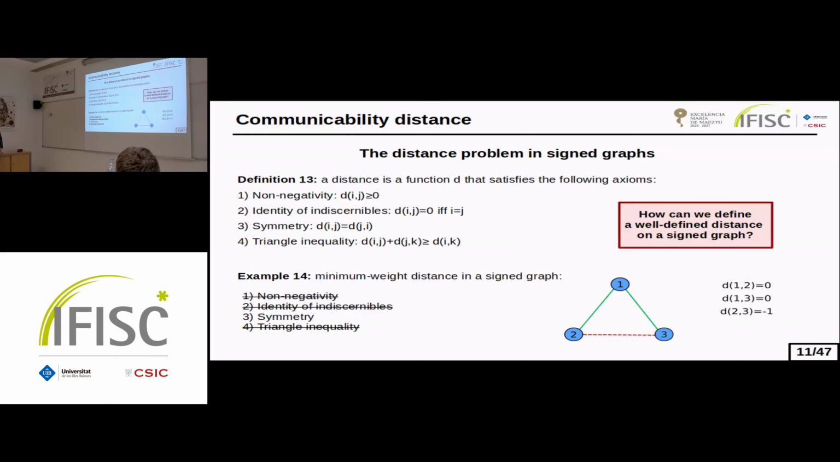Imagine we have this graph. Clearly, if we use the minimum weight distance, it is not positive, because these two nodes are connected via a negative edge, so they will be at a negative distance. It is not 0 only when the two nodes are equal, because nodes 1 and 2 are connected through a path of weight 0, this path here, and it does not fulfill the triangle inequality. So it violates 3 out of the 4 axioms of a distance. Therefore, it is a really bad idea to use this in a practical setting.